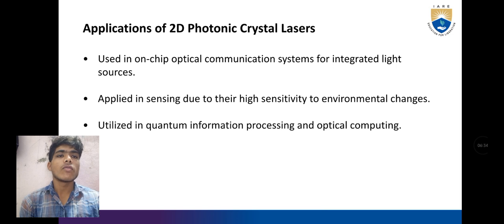Applications. 2D photonic crystal lasers are used in on-chip optical communication systems as integrated light sources. They are applied in sensing due to their high sensitivity to environmental changes. They are also utilized in quantum information processing and optical computing.